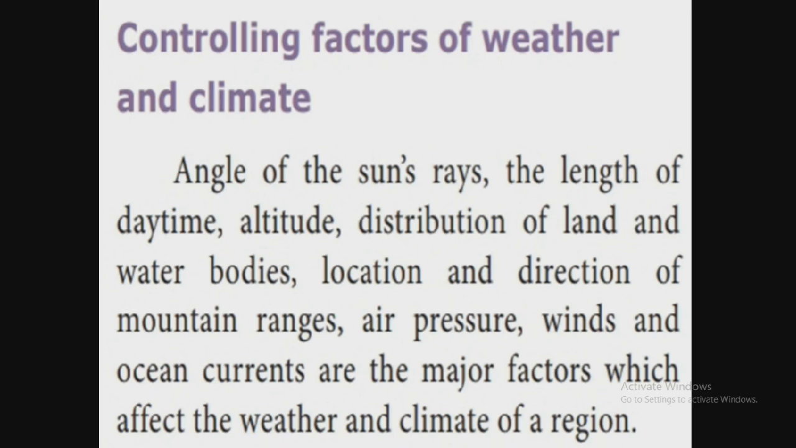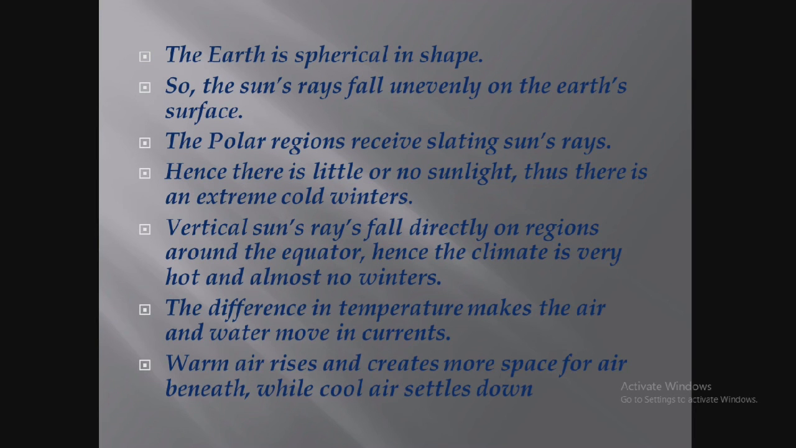We all know the Earth is spherical in shape. So the sun's rays fall unevenly on the Earth's surface. The polar regions receive slanting sun's rays. The polar region receives what sun rays? Slanting sun's rays. Hence, there is little or no sunlight. Thus, there is an extreme cold winter.